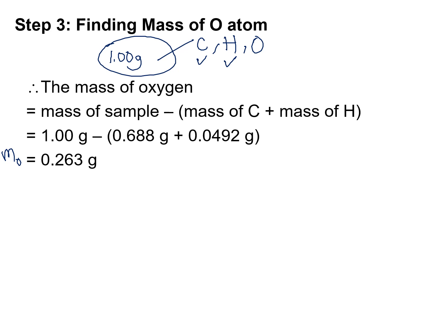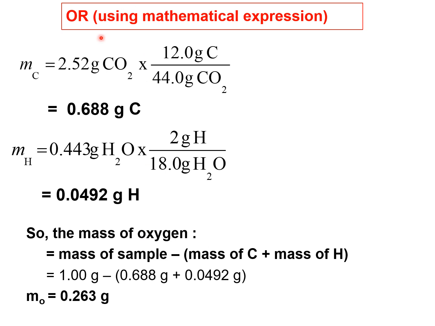Sekarang dah boleh buat memorial table ke belum? Dah boleh lah sebab kamu dah tahu mass of carbon berapa, mass of hydrogen berapa dan juga mass of oksigen berapa. Supaya kamu boleh gunakan di dalam memorial table untuk cari empirical formula of the sample. Or you boleh saja cari by using mathematical expression. Untuk cari mass of carbon, you tahu berat carbon dioxide berapa. So you just terus buat je, kalikan dengan 12 gram of carbon, kalikan dengan mass of carbon, bahagikan dengan molar mass of carbon, which is you akan terus dapat 0.688 gram.